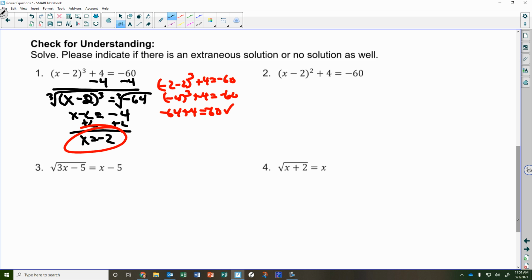Alright, so now I got a squared function here, so if I subtract 4 from both sides, I get x minus 2 squared equals negative 64. And now we're going to take the square root of both sides. Problem though is when I take the square root of negative 64, it's no solution, right? We're not dealing with complex numbers here. This is radical, so this is no solution.